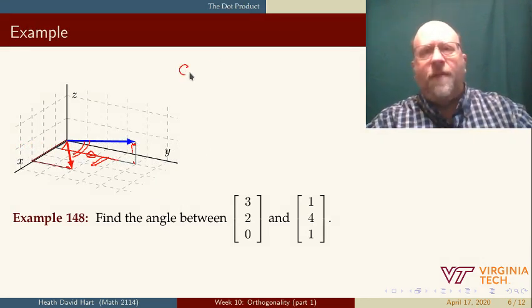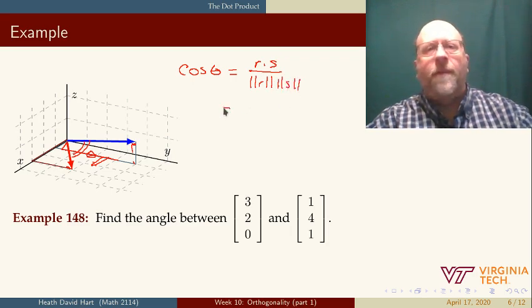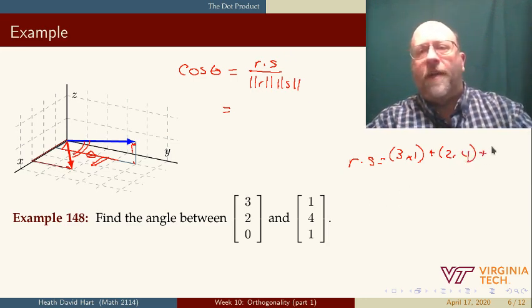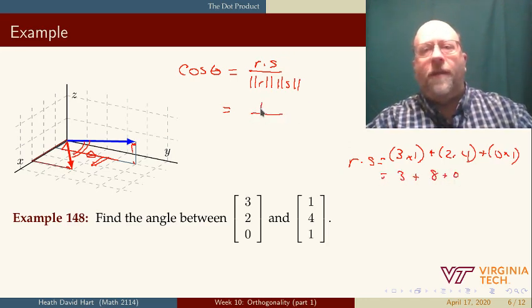The formula is that the cosine of the angle is equal to the dot product of the two vectors divided by the magnitude of the two vectors. So let's calculate the dot product. We multiply the x coordinates together. We multiply the y coordinates together. And then we multiply the z coordinates together. And so that's 3 plus 8 plus 0 is 11.